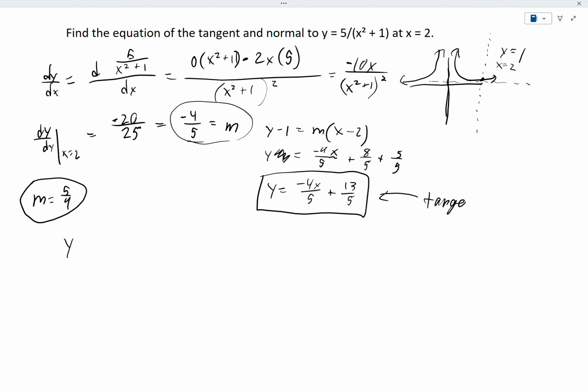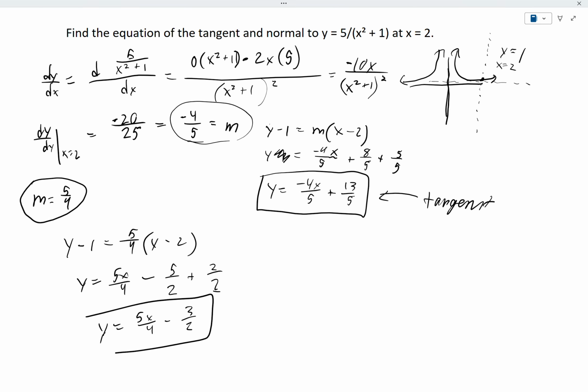So I'm going to write tangent here. So I know this is the tangent line equation. And now I can find the equation for the normal line. So we'll say y minus 1 is equal to 5 over 4 times x minus 2. I just distribute here and add 1 to each side, so I get 5x over 4 minus, this is going to be 5 over 2, if I did that right. And then I'm adding 1 to each side, which is like adding 2 over 2 to each side. And this simplifies as y is equal to 5x over 4 minus 3 over 2. So that is the equation of the normal line.